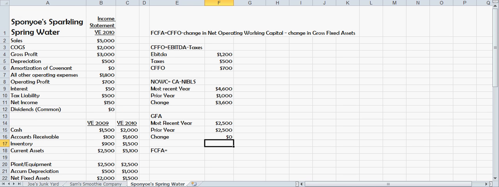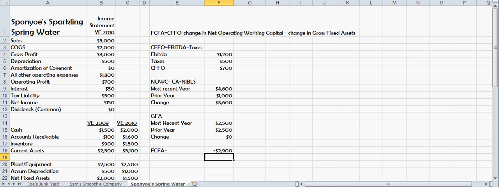So if we look at our formula for free cash flow from an asset perspective, we're going to see that we need to pick up our cash flow from operations, which was $700, minus our change in net operating working capital, which was $3,600, minus our change in gross fixed assets. So you can see that we have a negative $2,900 for our free cash flow from an asset perspective.